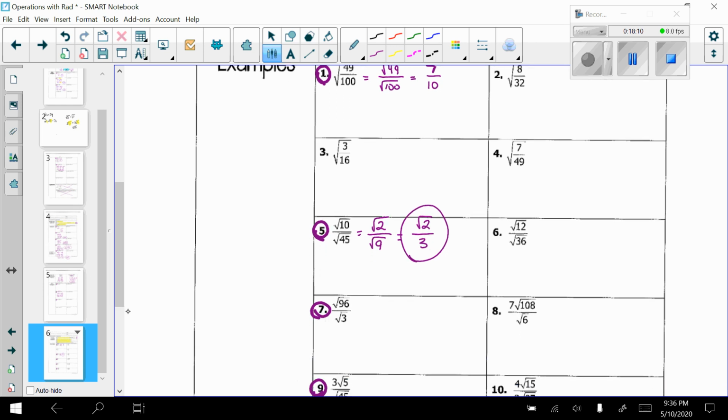And then number 7, those are both underneath the radicals as well. So let's see if we can simplify that fraction. 96 divided by 3 gives you 32. So it just equals the square root of 32. And then you can see what perfect square goes into this. 16 goes in twice. So this actually, the whole thing simplifies to 4 radical 2.